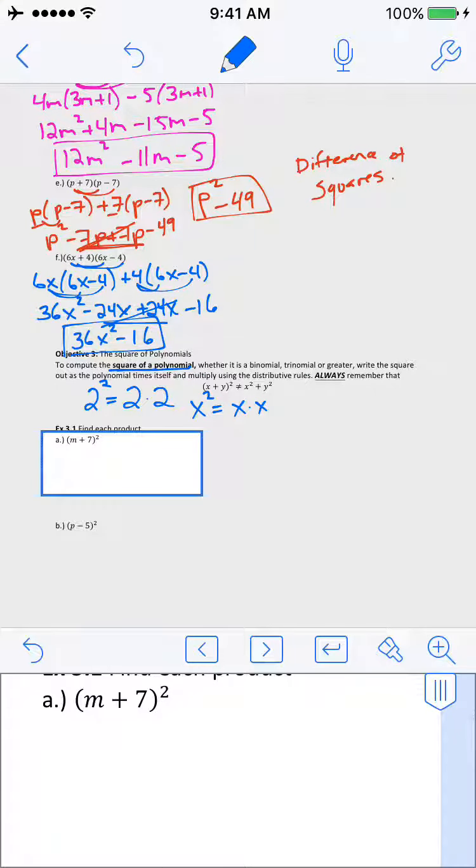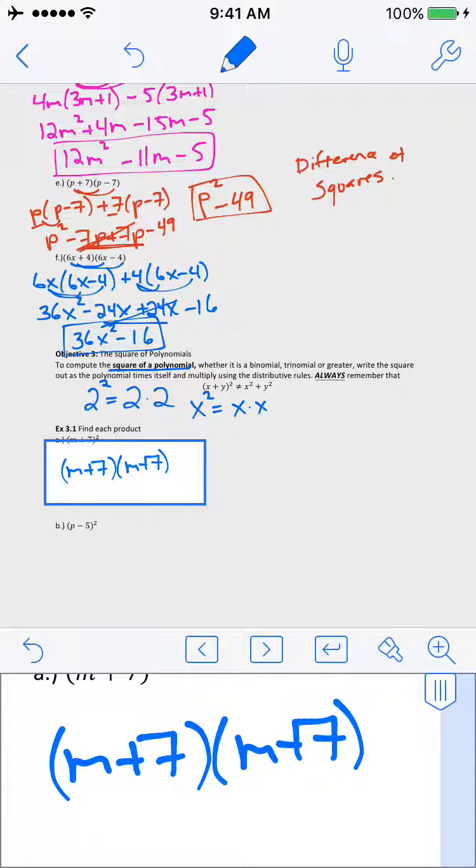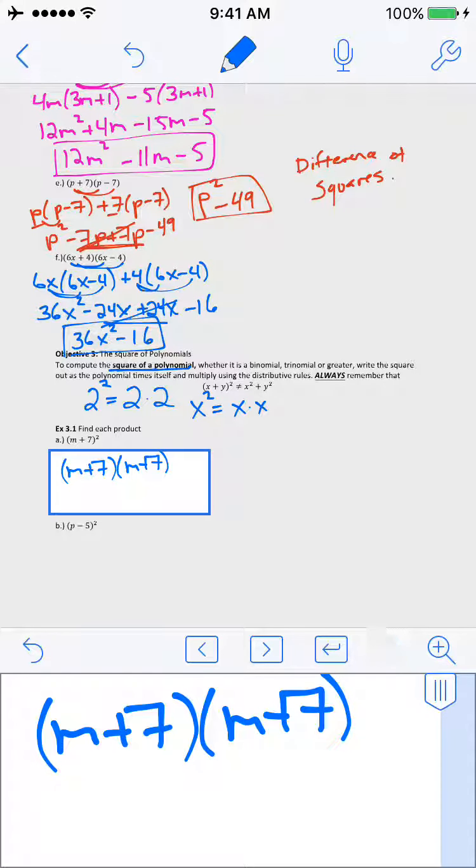So here, what does m plus 7 squared mean? The same thing: m plus 7 times m plus 7. If we rewrite it that way, then all of a sudden we have a binomial times a binomial again, and we can just continue the problem as we've seen. So these really aren't that special. You just have to remember that something squared is something times itself. So let's go ahead and do that.